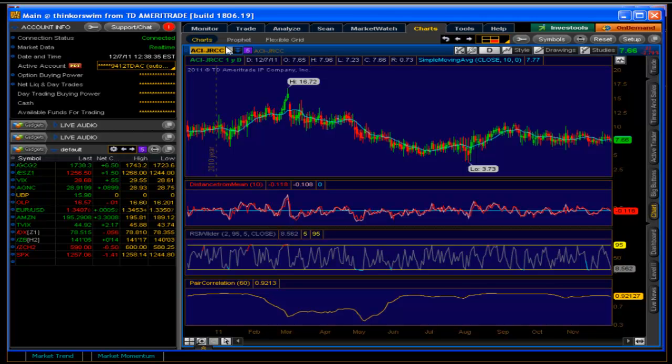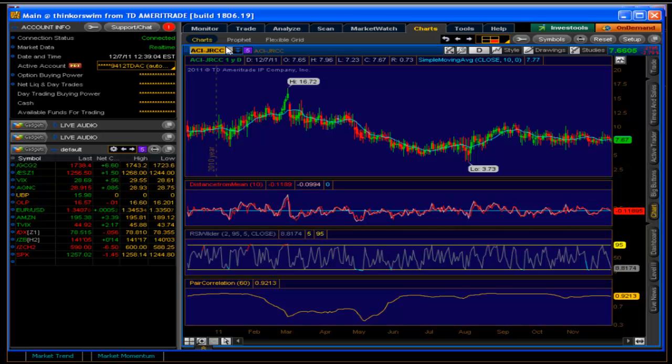The direction that you want to go with the pair is always referencing the first symbol. Always. It does not mean that the first symbol is always long. If somebody says short the pair ACI JRCC, what they mean is that they're shorting the first symbol, buying the second symbol. If somebody says I'm going to buy that spread, then they're buying the first symbol and selling the second symbol. Okay, that's really important to know.